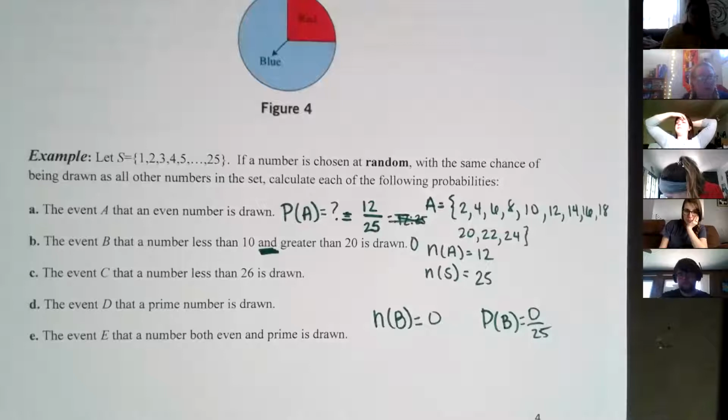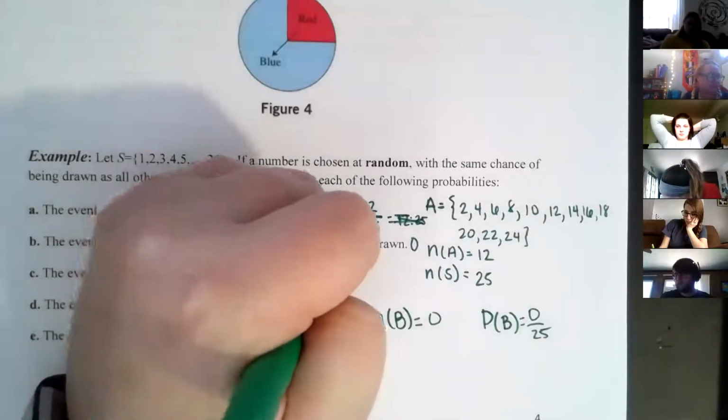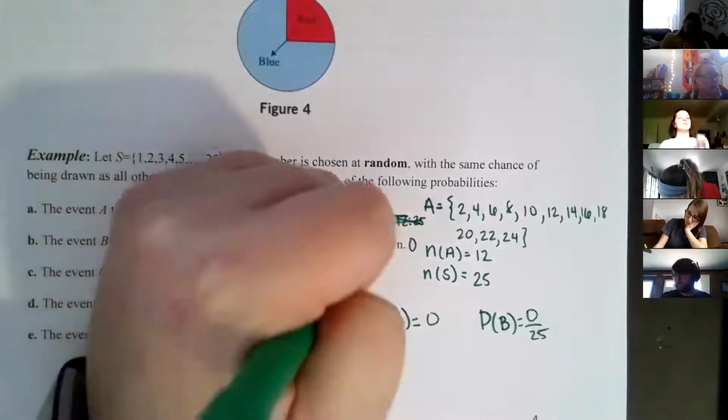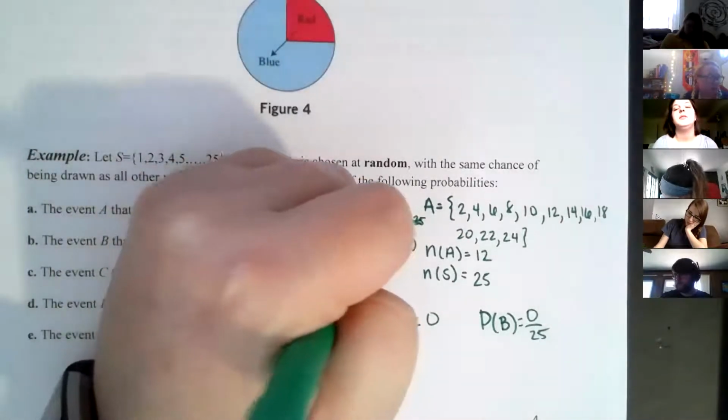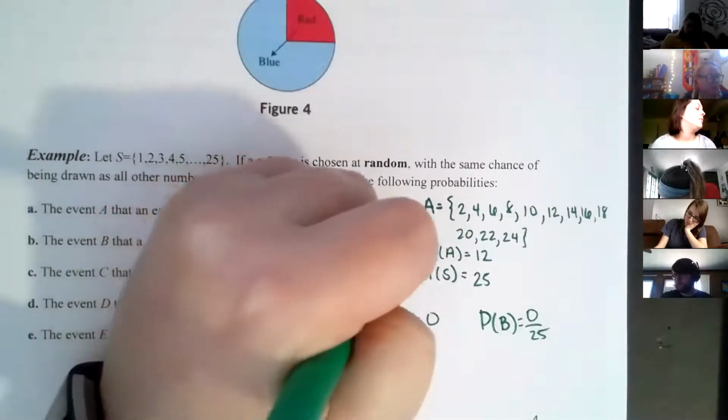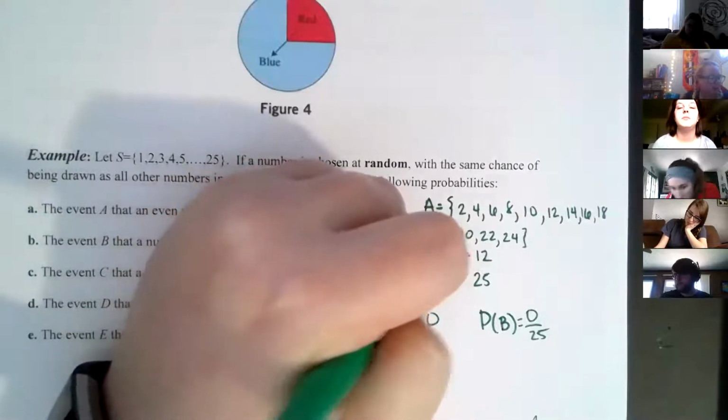I agree. What about the event that a number less than 26 is drawn? 100%. That's right. So we could say it's 1, or 25 out of 25, or 100%.